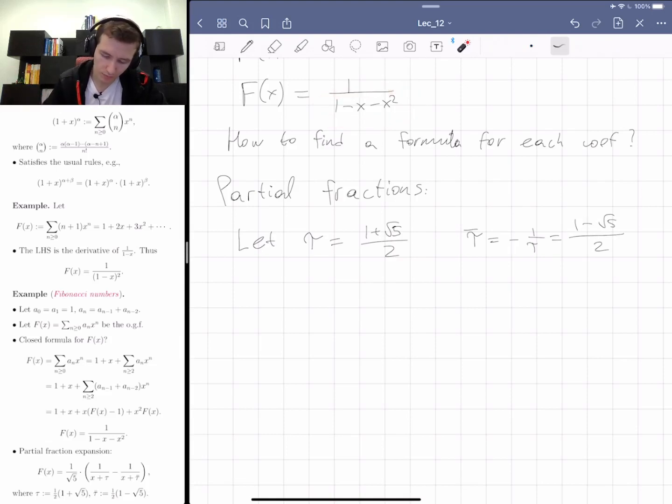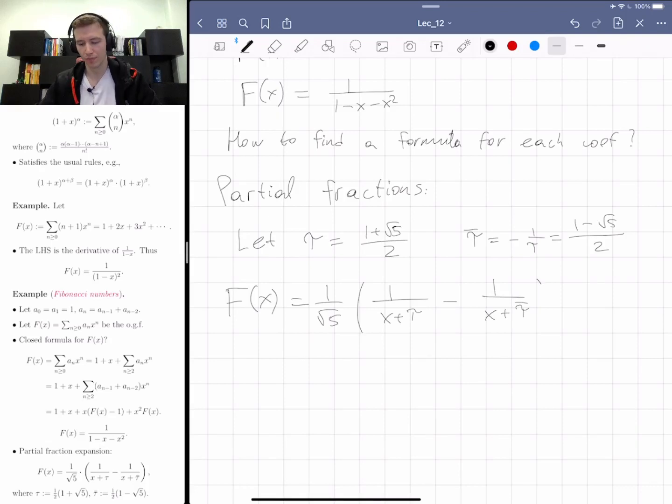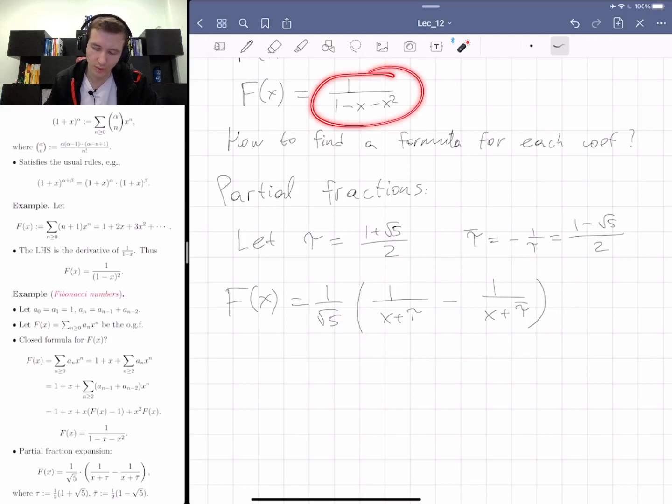And then, after some trial and error, you can even use the computer. You can go to Wolfram Alpha and just ask it to find a partial fraction decomposition. And what you get is 1 over x plus tau minus 1 over x plus tau bar. After some computation, you get basically this form. It's very easy to check that these two rational functions are equal to each other.